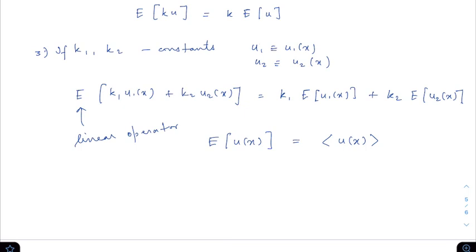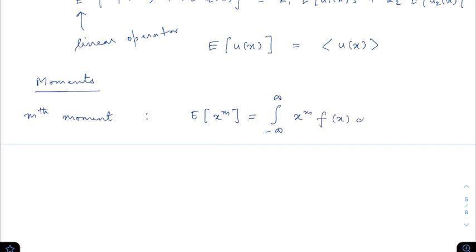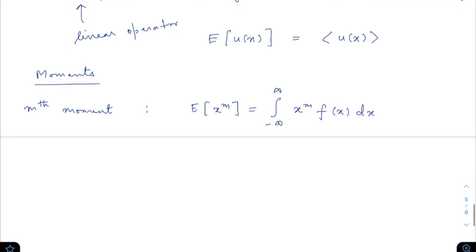Now, from expectation values, next we move on to moments. So moments are certain special expectation values. The mth moment is defined as the expectation value of x to the power m. If the moment is finite, then we say that the moment exists. The most commonly used moment is the mean, which is nothing but the first moment.